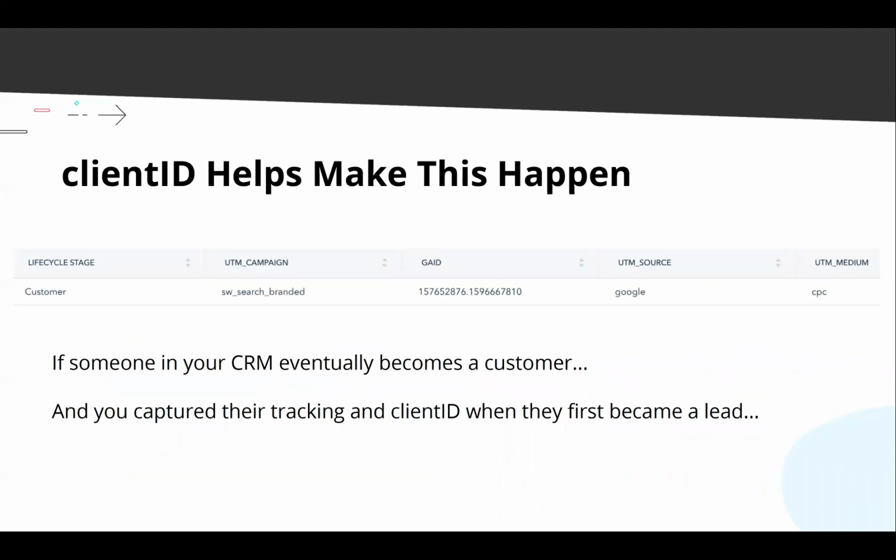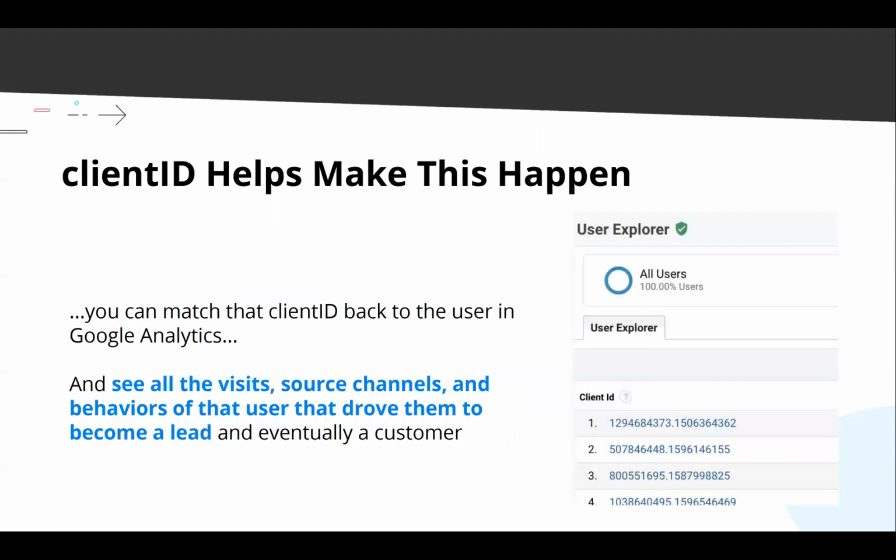So take this example. This is a dummy record out of HubSpot. If we've captured all these things, just like we have here, what can we now see? We can see this person became a customer. Awesome. The campaign, the source and the medium that they used to get there on the day they filled out the form. But we can also see their Google Analytics client ID. Because of that, we can find that client ID in Google Analytics.